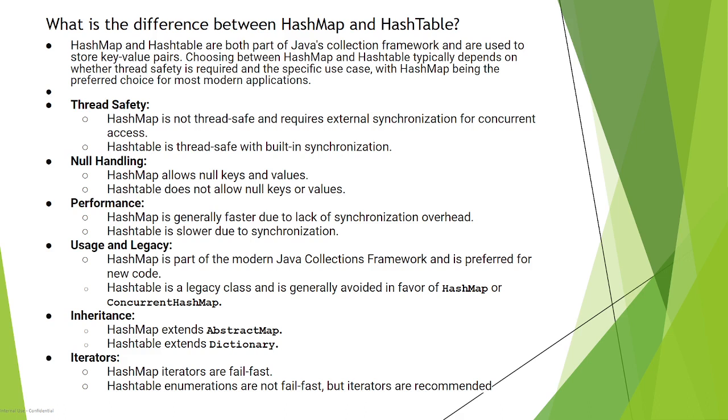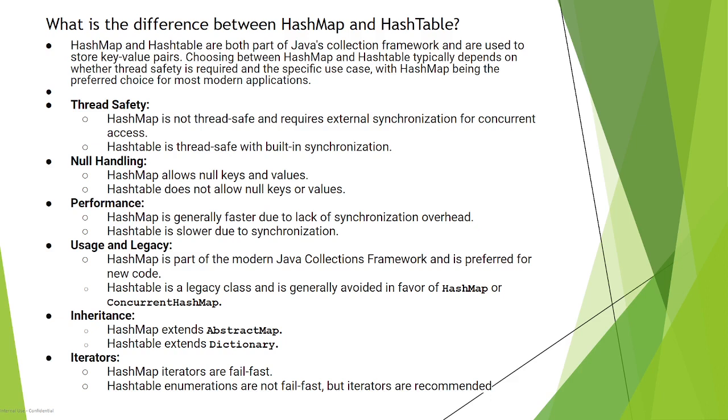Null handling: hash map allows null keys and values. Hash table does not allow null values and keys. Performance: hash map is generally faster due to lack of synchronization overhead. Hash table is slower due to synchronization. Usage and legacy: hash map is a part of the modern Java collection framework and is preferred for new code. Hash table is a legacy class and is generally avoided in favor of hash map or concurrent hash map.